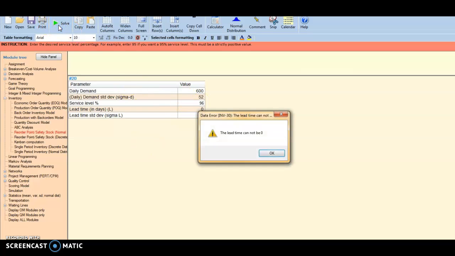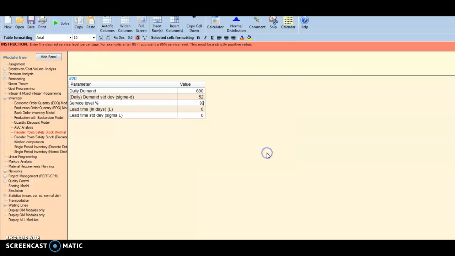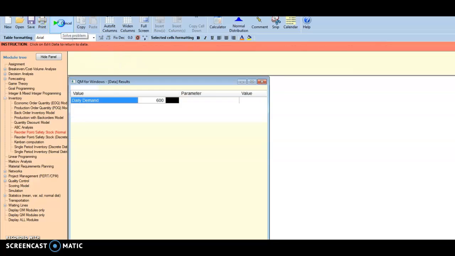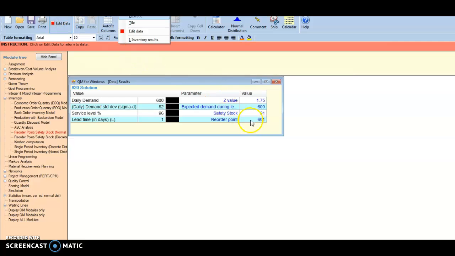and I can go ahead and hit solve. What I need for this one here, it requires me to put in a lead time, so I'm just going to put in 1 day, and I'm going to go ahead and hit solve, and it tells me that my reorder point is 691 units, right? So 691 units, my safety stock is actually 91 units.